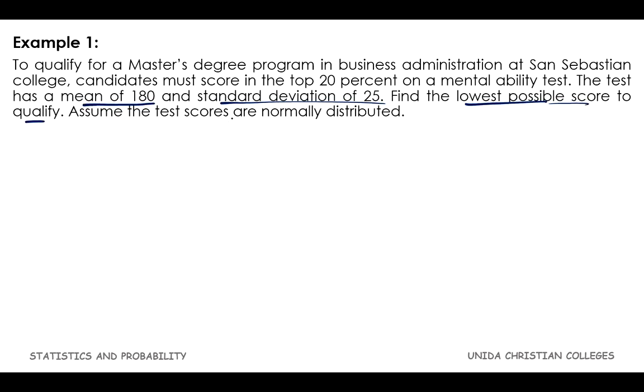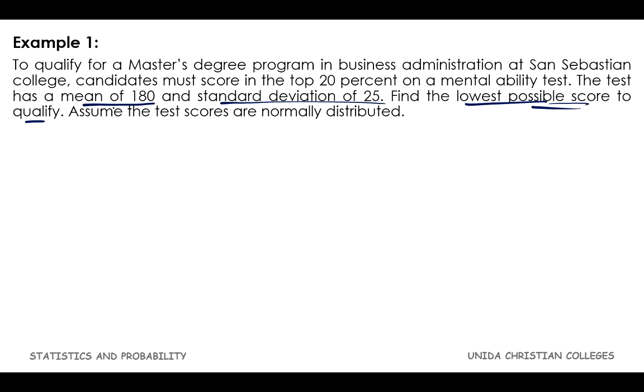So our problem here, class, is that to qualify for the master's degree program in Business Administration at San Sebastian, our score on the mental ability test needs to be in the top 20%. We don't know what that score is. So what we're looking for is the lowest possible score we can get on the exam to be included in the top 20%. We are looking for the x-score, the lowest possible value.